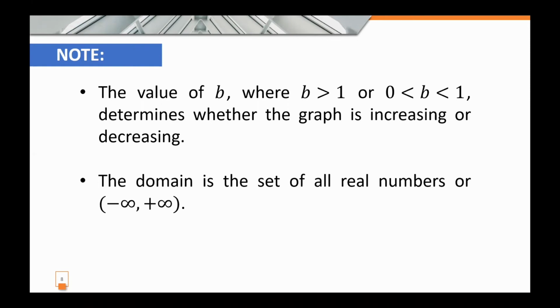The domain is the set of all real numbers, or in the interval notation, that can be written as -infinity to +infinity. The range of example 1 and example number 2, that is y such that y is greater than 0, or in interval form, that is 0 to +infinity. Here, 0 is not included in the set. Since na yung sa graph, the graph of the functions in examples 1 and 2 will never touch the x-axis or y equals 0.